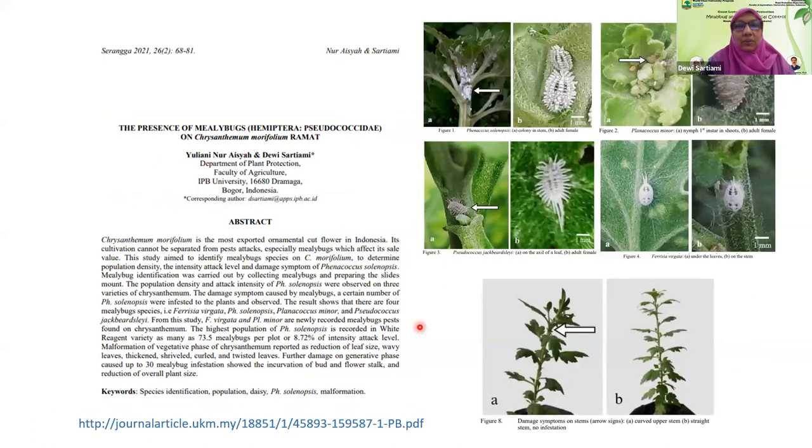This happened in Chrysanthemum. There are four species attacking the Chrysanthemum. We can see that this is the normal plant, and this is already attacked, and the stem will bend, will curve. So it will be rejected if we export this plant. It is maybe only to sell in the local market.